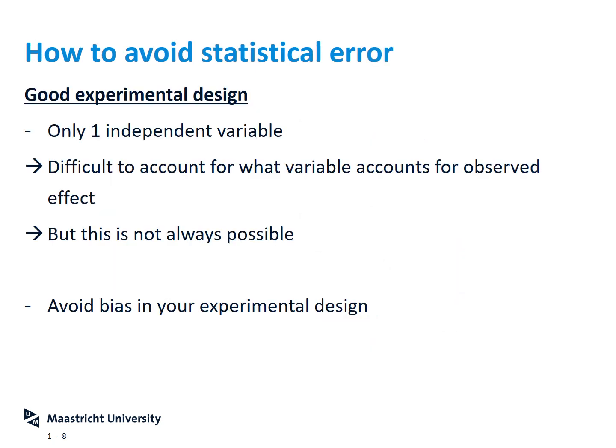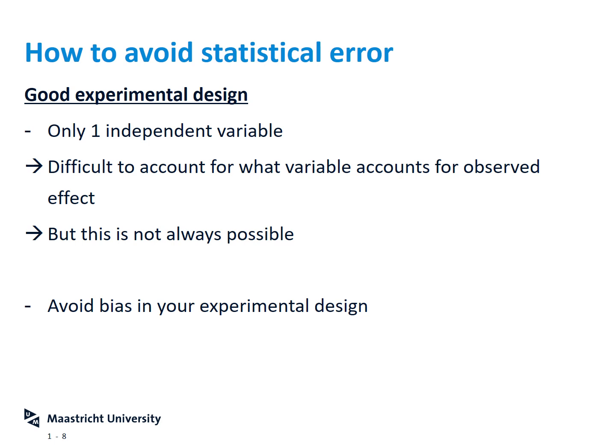How can we avoid these statistical errors? How can we make sure that we don't get these errors, and the result of our experiment actually reflects the situation in reality? Now, it all starts with good experimental design, and therefore this is very important in this course. Obviously, it's very important to construct your experiments in a very well thought-out, systematic way.